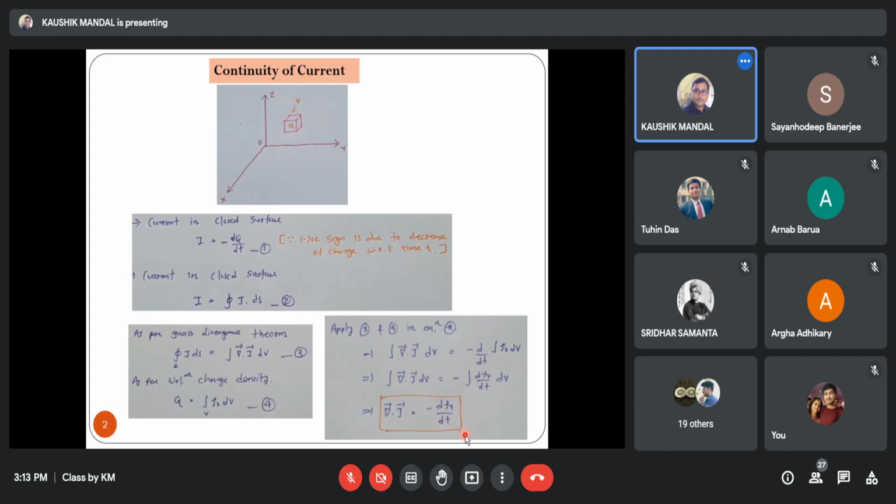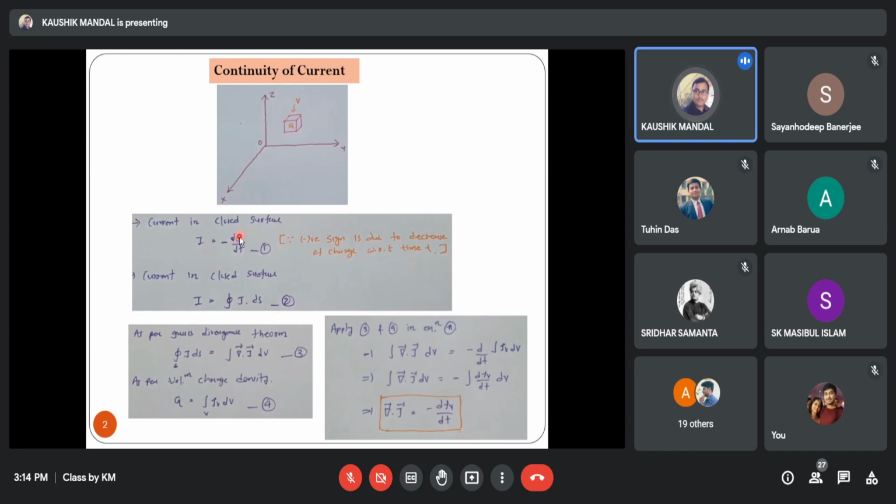Okay. Sir, this equation, continuity of what is it indicating? Of charge? Current. Continuity of current. That's why we have started with the current equation.